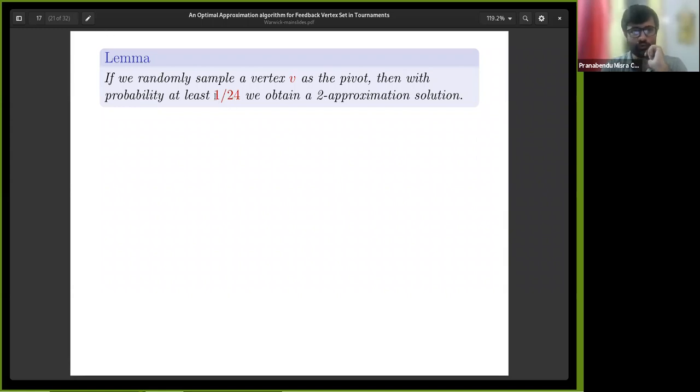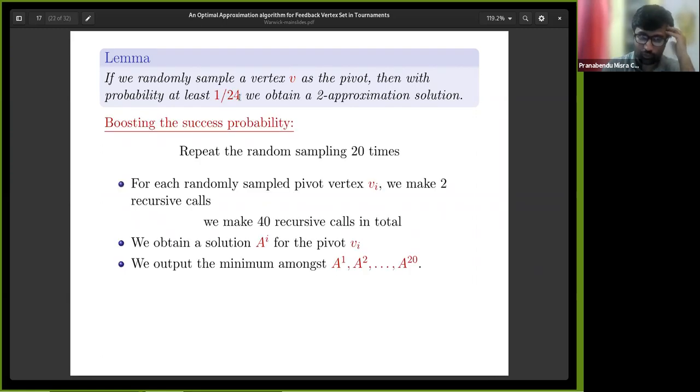Now, all we have to do is just boost this probability to half, right? And to boost this probability, all we have to do is just repeat this lemma a certain number of times. So let's just repeat this lemma 20 times, right? So what it means is that we sample 20 random pivot vertices, and for each of them, we compute this A of Vi, and then we make two recursive calls, and then combine the solutions that we obtain. So for each pivot Vi, we obtain a solution Ai. Okay? And then what we do is we just output the minimum solution as our approximation solution for G.